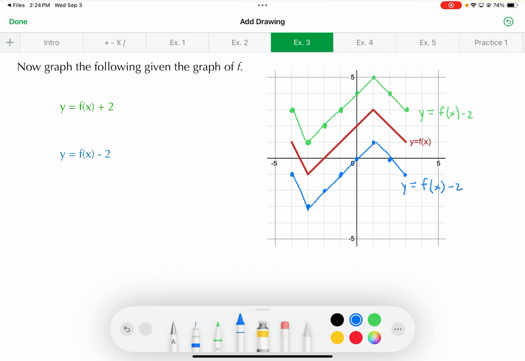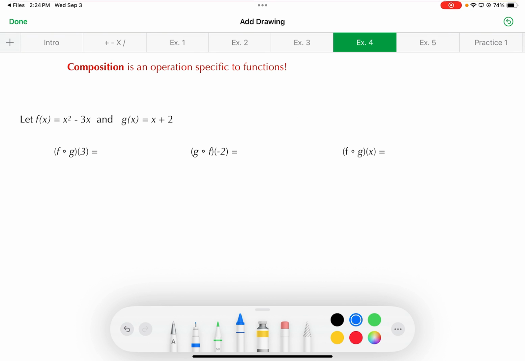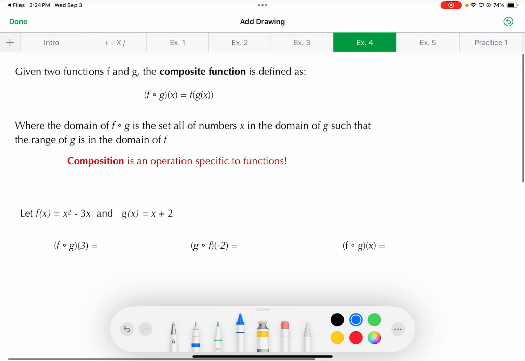Okay, don't overcomplicate that. You add a constant to the end of a function, it's always going to give you a vertical translation. All right, example 4. What's next? Now we're going to talk about compositions.